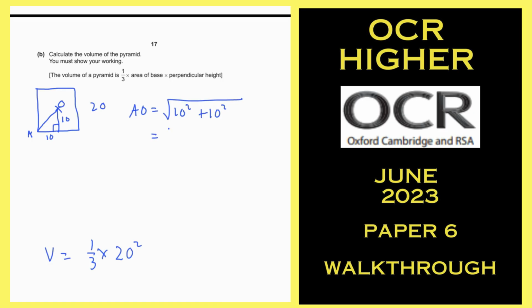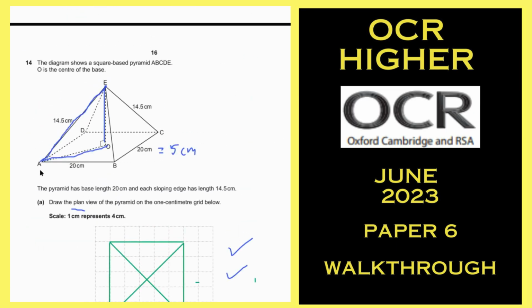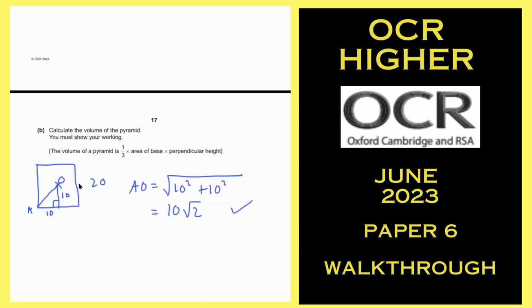You've got your calcs, and most calcs will prefer to work in surd form. That's fine. We've earned a mark. Back to the diagram. So we've got the distance AO. A to O is 10 root 2. Let's now consider the triangle I've drawn in blue. AOE is a right-angled triangle. Let's have another drawing of it.